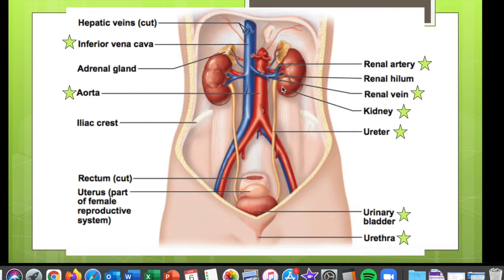You have your kidneys, which there are 2 of, and you can see that the right kidney is slightly lower than the left kidney, and we'll talk about why in a minute. Your ureters, again, you have 2, 1 going from each kidney to the bladder, or the urinary bladder, which we have right here. That's going to temporarily store urine. And then we have the urethra, which is the tube that urine leaves our body in.